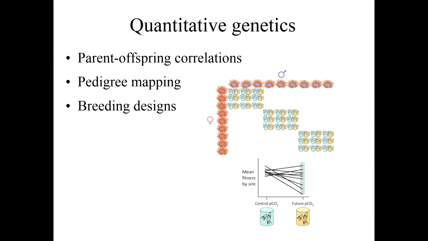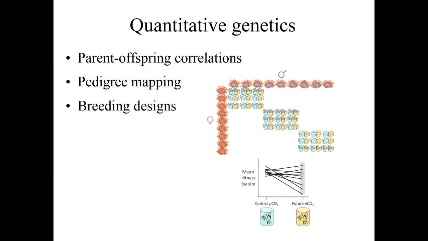And there are a whole bunch of techniques within quantitative genetics, and they can be useful for different approaches. We can do things like paired-offspring correlations to look for heritability. We can map through pedigrees. Or this really powerful design of breeding designs, and this is the thing I think has most scope for doing some really exciting things.